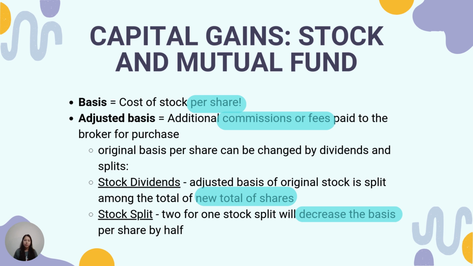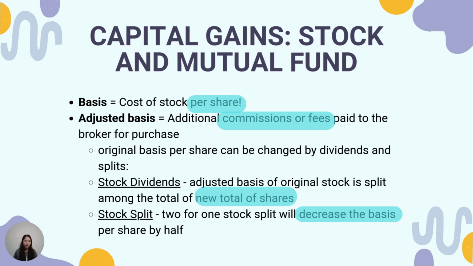So this means that, hey, I have one share of Apple that costs $300. And then my company, Apple, was like, hey, you're a really great stockholder. We're going to give you a stock dividend of one share. So now we have two shares of Apple stock. And the basis per share is now $150 because it's split. That $300 original basis is split between the new total number of shares.